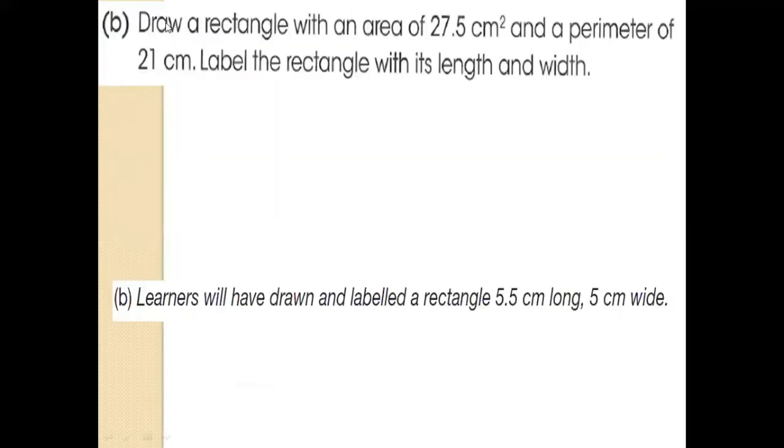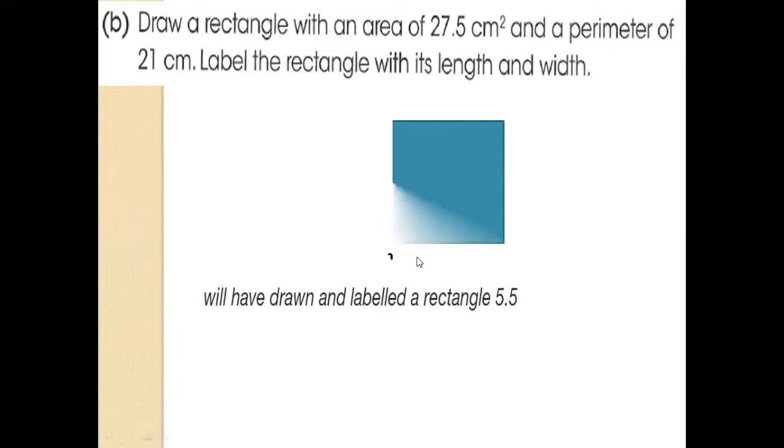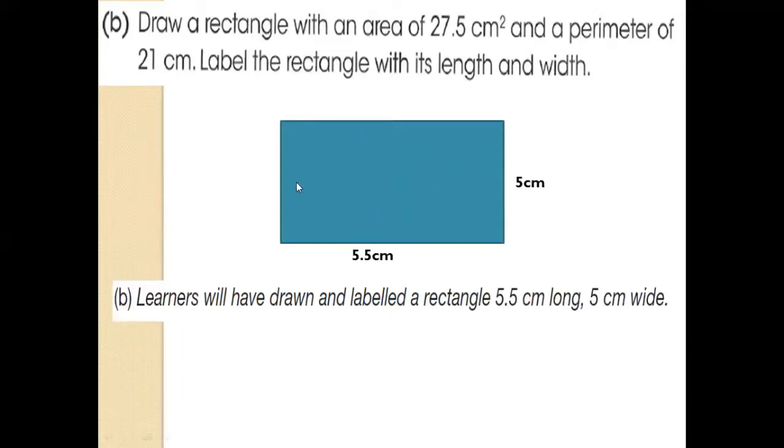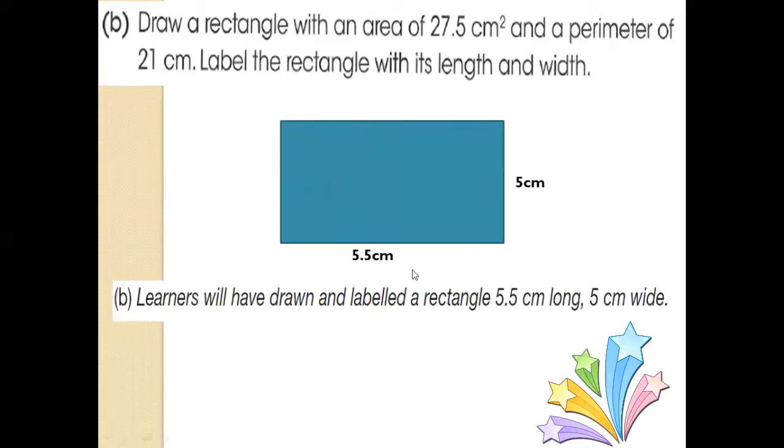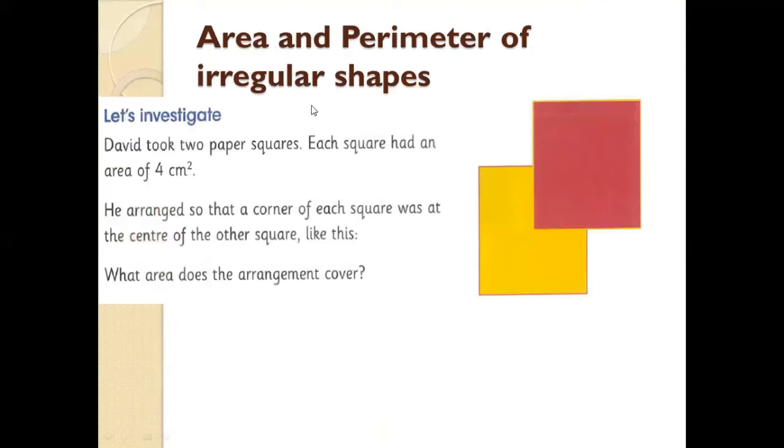B part, after that, the same thing you are drawing here. Okay, here is the answer. Now I will show you here. You can draw a rectangle and you just write these. The length must be 5.5 and width should be 5 centimeter.